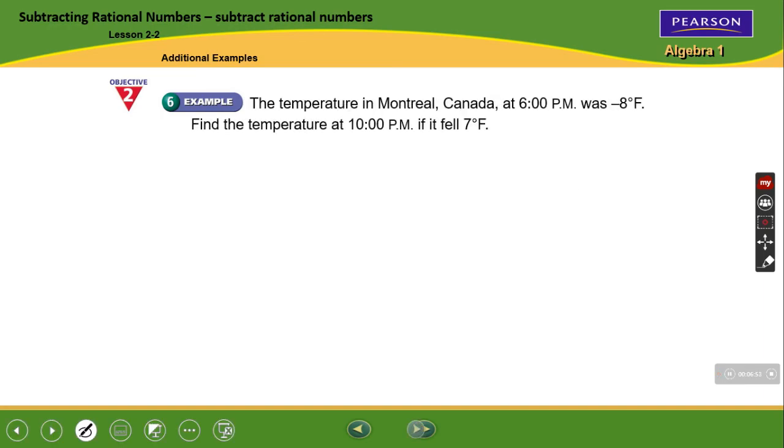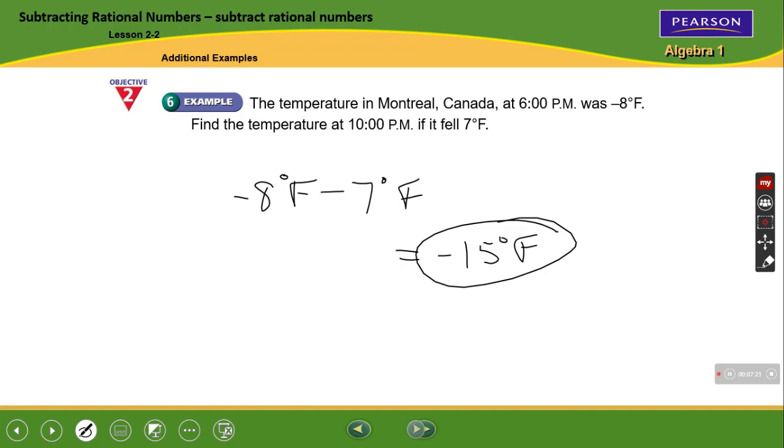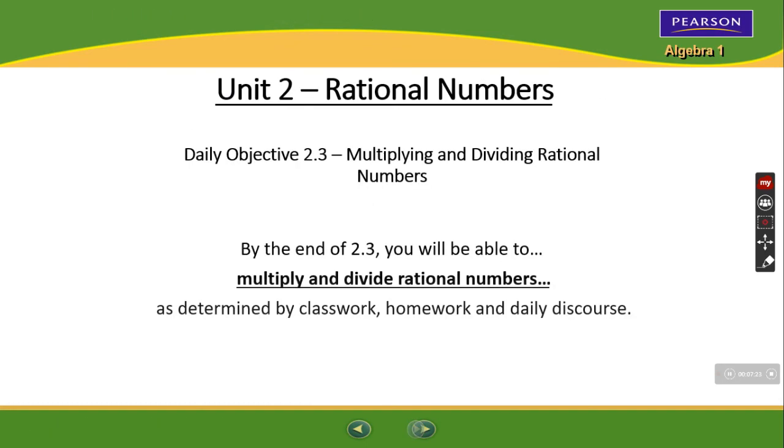Temperature in Montreal, Canada at 6 p.m. was negative 8 degrees Fahrenheit. Find the temperature at 10 p.m. if it fell 7 degrees. So we started off at negative 8 degrees Fahrenheit, and we're going to fall 7 degrees Fahrenheit. So negative 8 minus 7, that's the same as losing $8 and then losing another $7. Altogether, I have lost $15, but in this case, we're talking about Fahrenheit, so it is negative 15 degrees Fahrenheit.